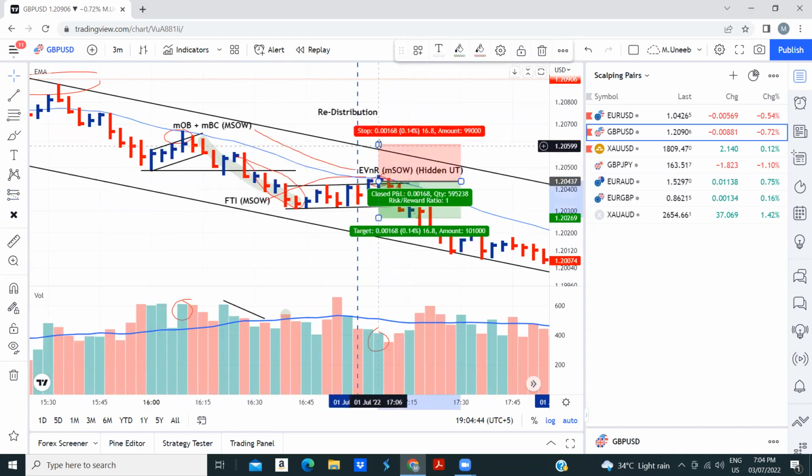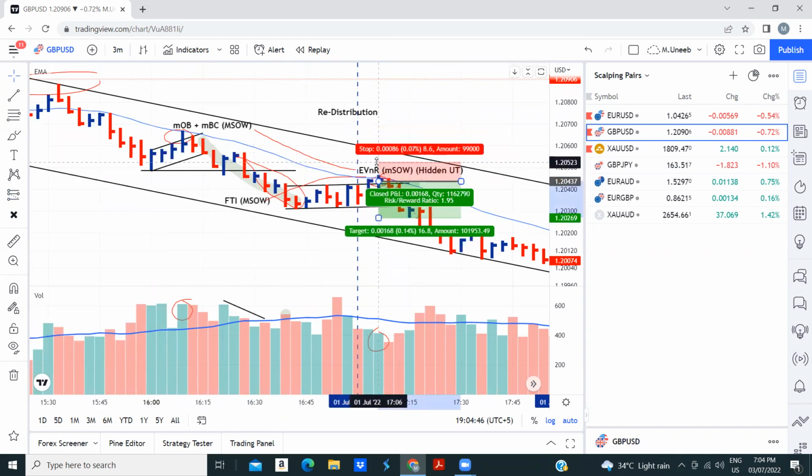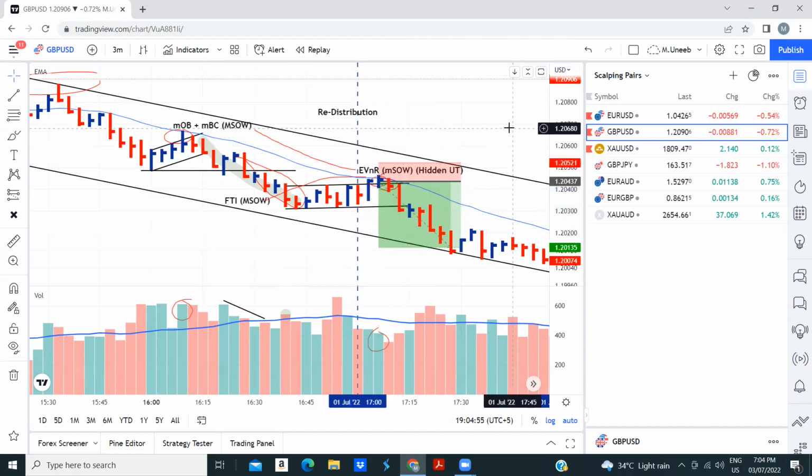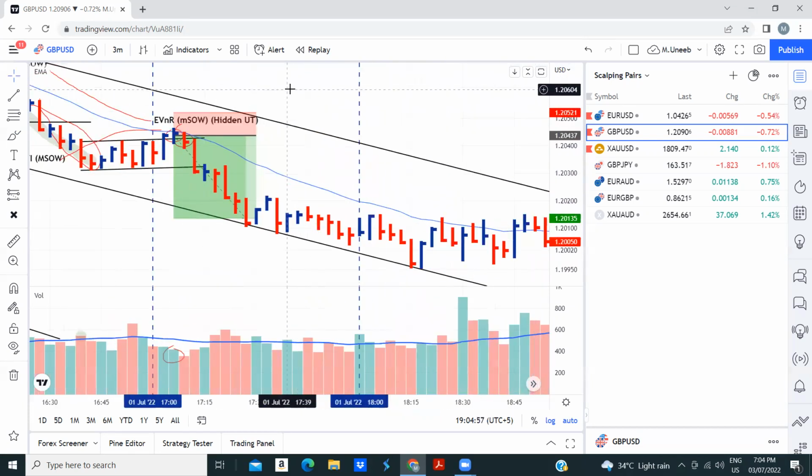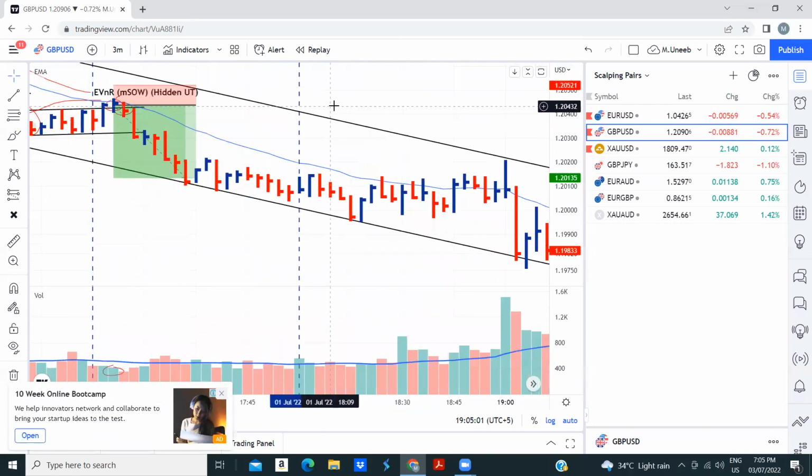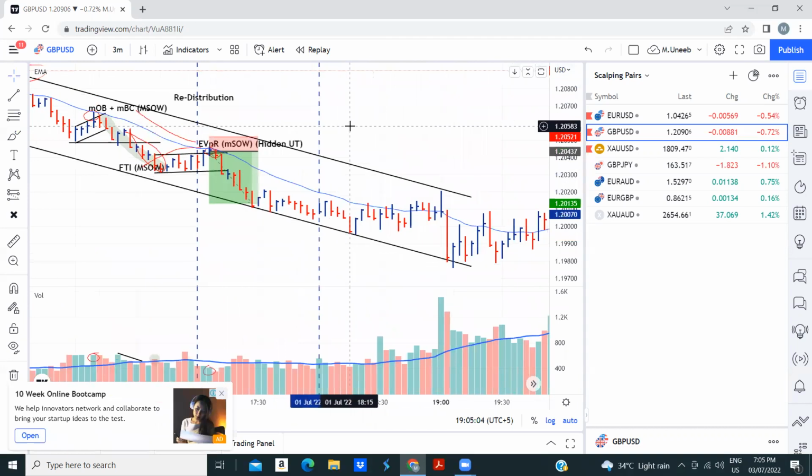Okay, entry. This would be our last swing high, which is this one. We can just place a few pips above, and where would the exit be? Exit would obviously be this line, just below it. Got it? Yes. Okay, good.